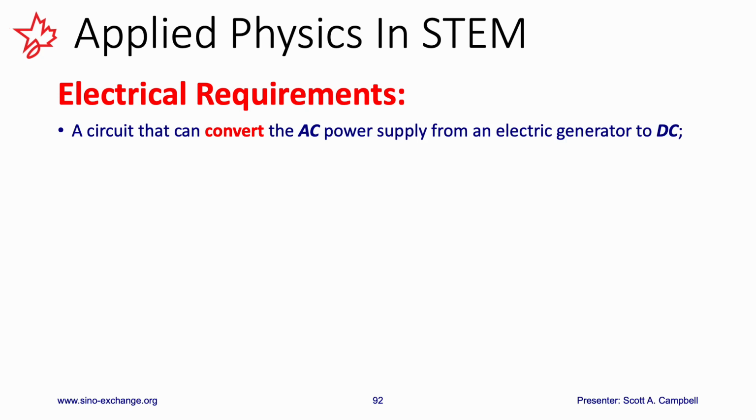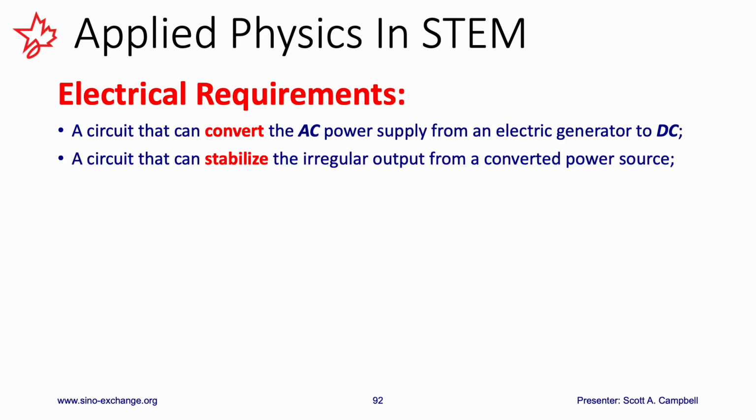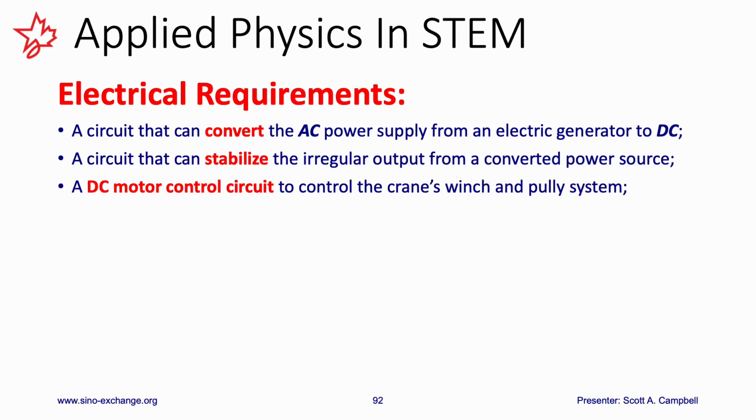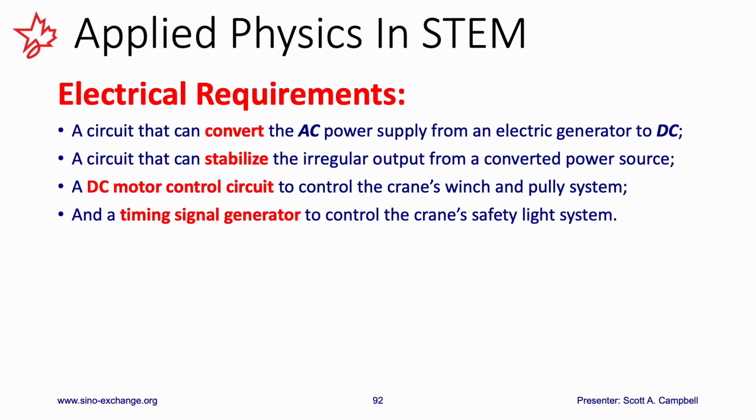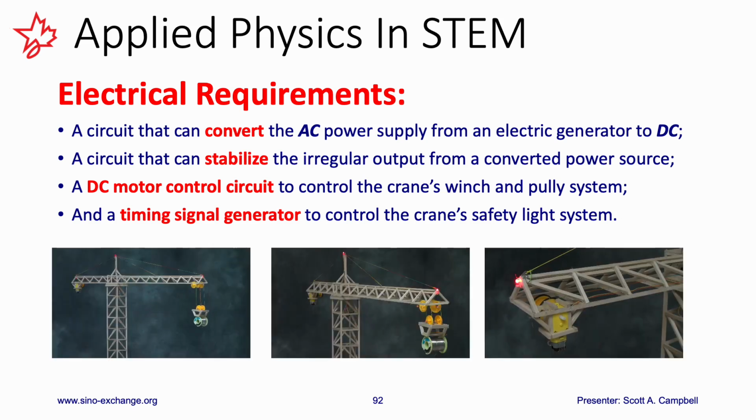Create a circuit that converts power from an electrical generator, and then make a circuit that can stabilize the irregular output from a generator, so that a DC motor control circuit can be used to control the crane's winch, and they'll also need a timing signal generator to control the crane's safety light system. It's a pretty comprehensive list, but you can see in this example what all of it will look like once everything is all done.